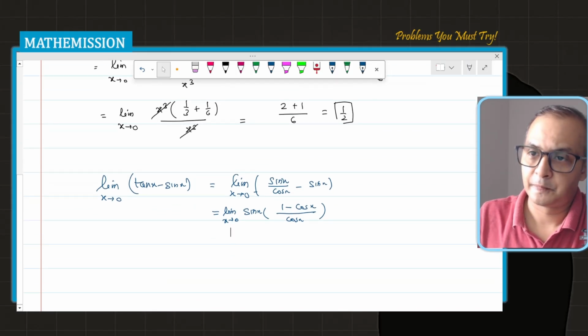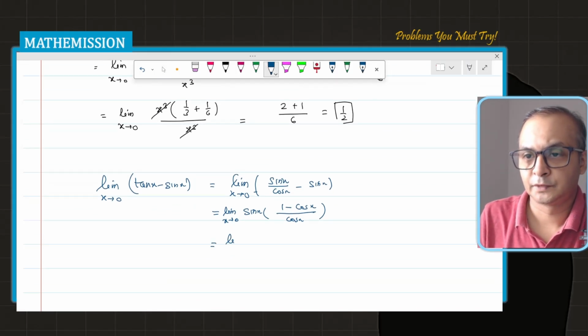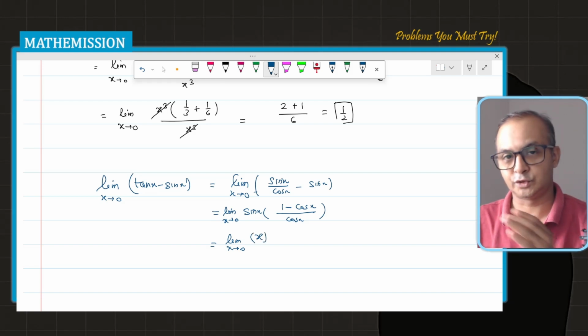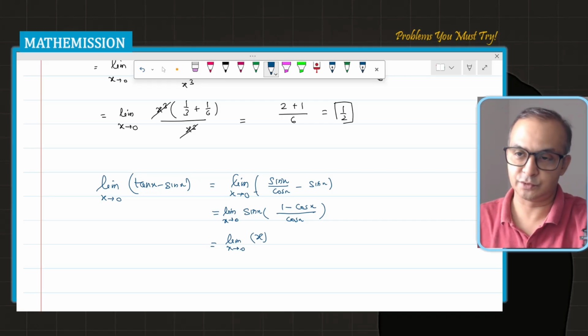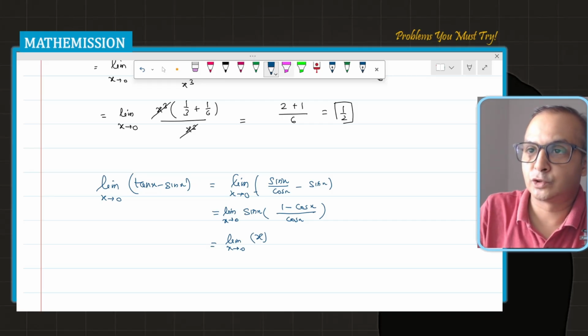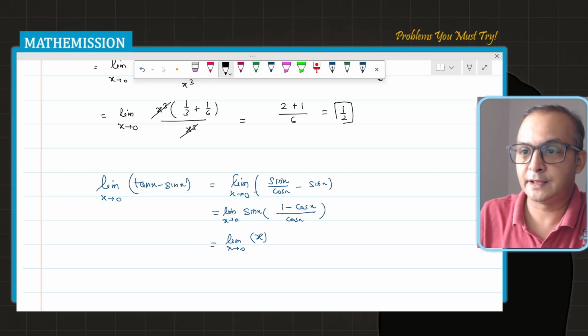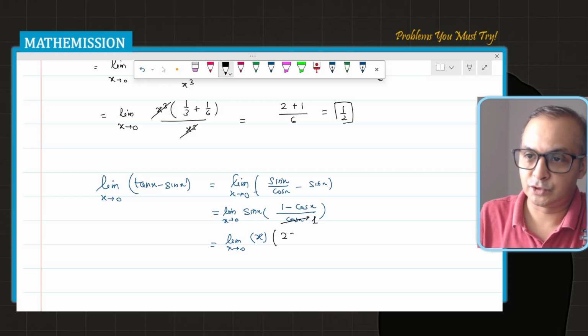It means that I have now limit x approaches 0. Sin x I can write as x, because sin x approaches x when x approaches 0. The cos x has no contribution in making this 0 by 0 form, so I can directly write 1 there. And 1 minus cos x, I can write as 2 sine square x by 2.